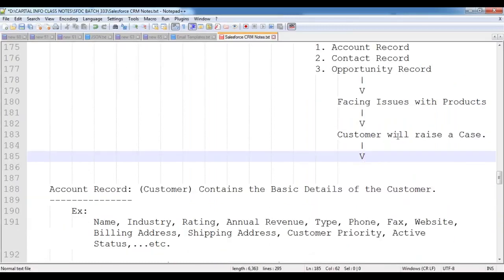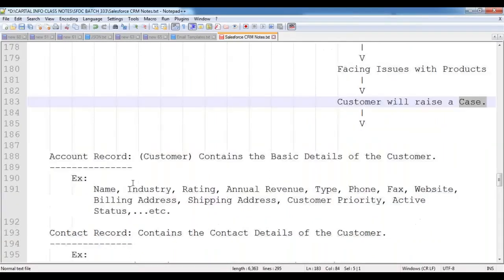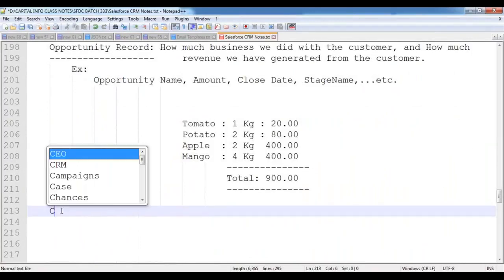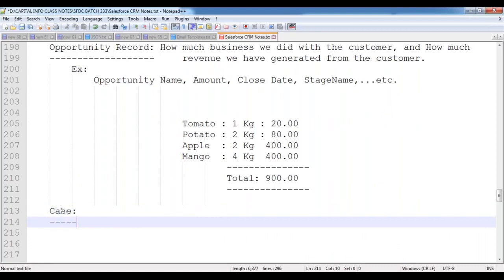Now, in this case, what exactly is the case? How can we describe the case over here? How can we describe the case?